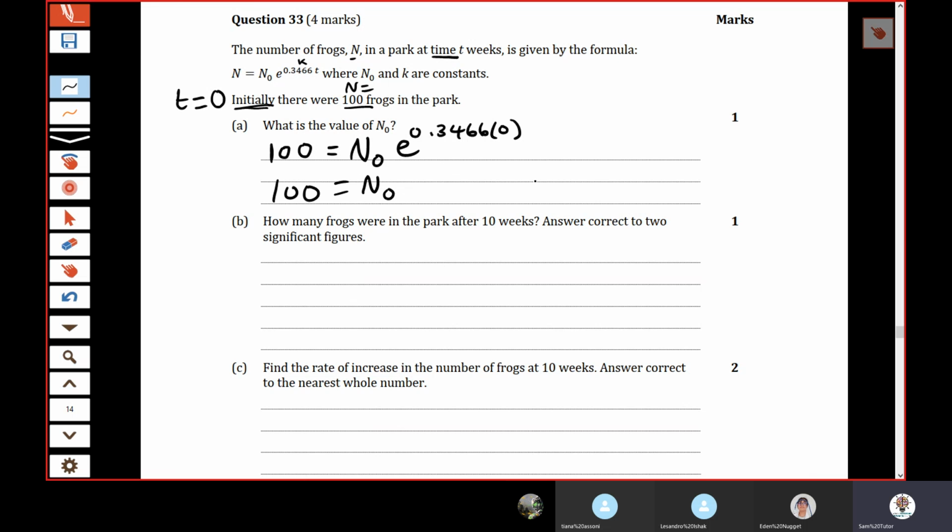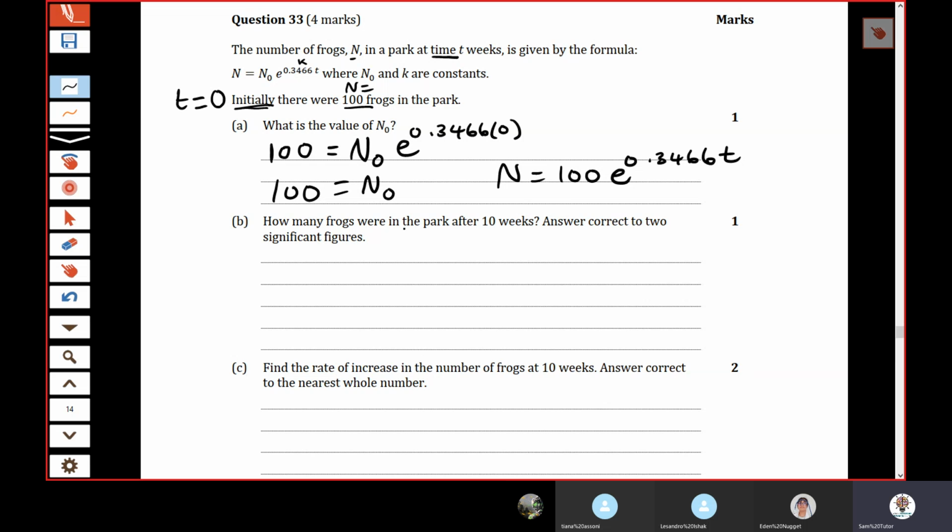So your new equation, if you want to know, you're done for that one, but just so you guys know, the new equation looks like this: 100 e to the 0.3466t. Any questions there?